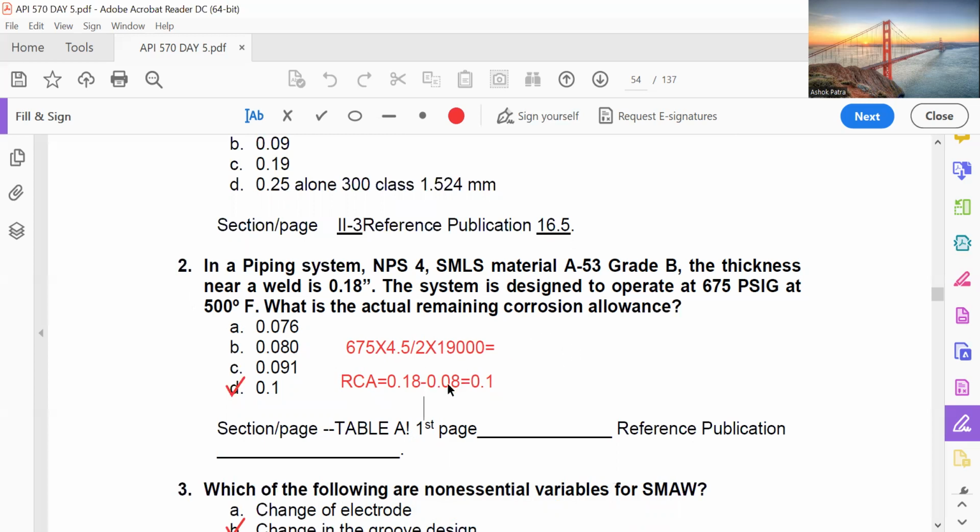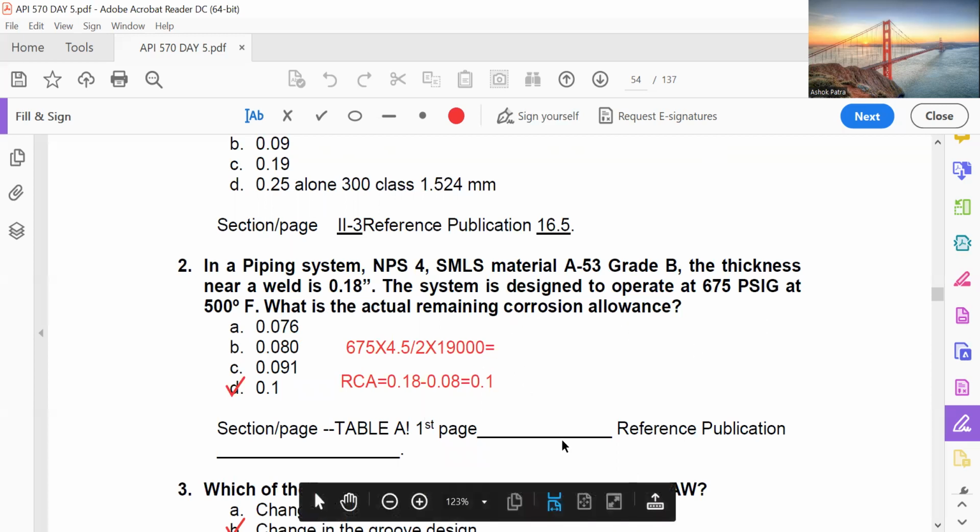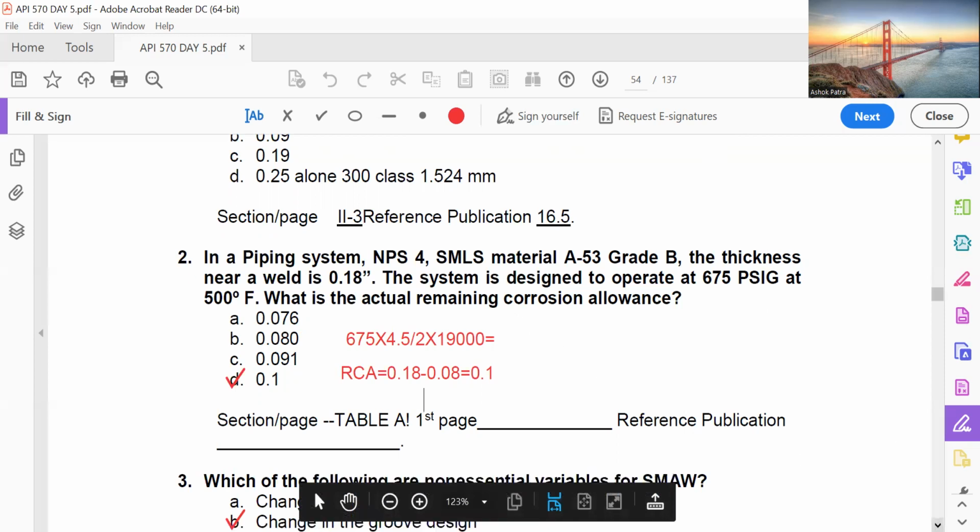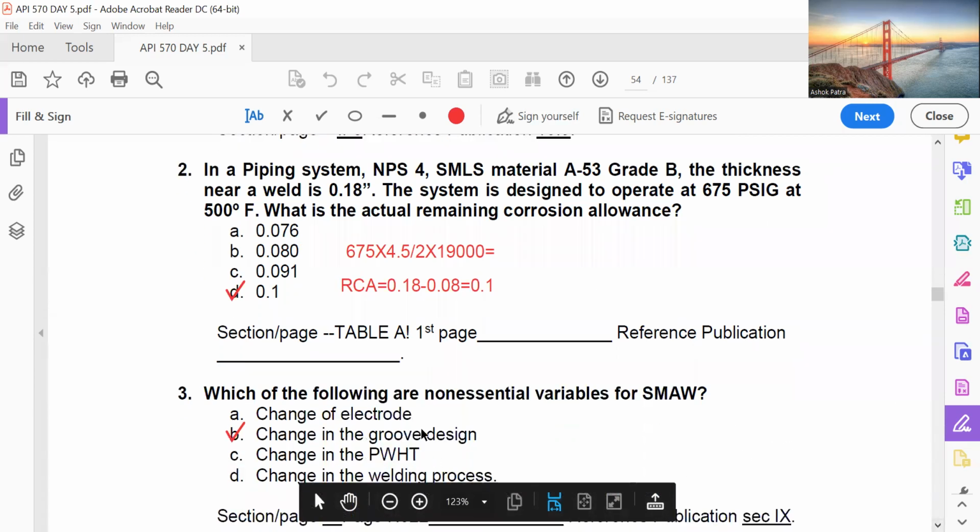So from that it is 0.08, and the thickness near the weld is this and the remaining is this. Actual remaining corrosion allowance, because 0.08 is the needed thickness. So the remaining is the corrosion allowance.